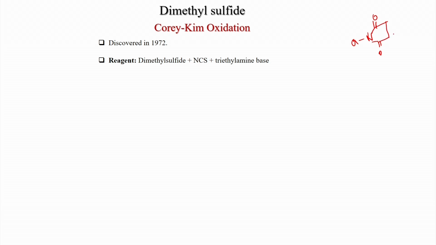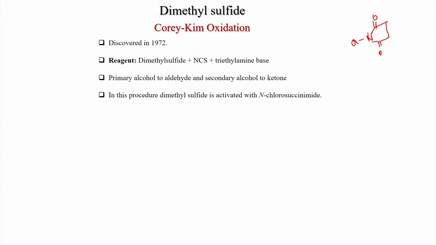So, this used N-chlorosuccinimide, which is also an electrophilic species, and triethylamine as the base. Primary alcohol also gets oxidized to aldehyde and secondary alcohol to ketone. In this procedure dimethyl sulfide is activated with N-chlorosuccinimide. When no base is used, the corresponding chlorides are formed. So, this is very important.